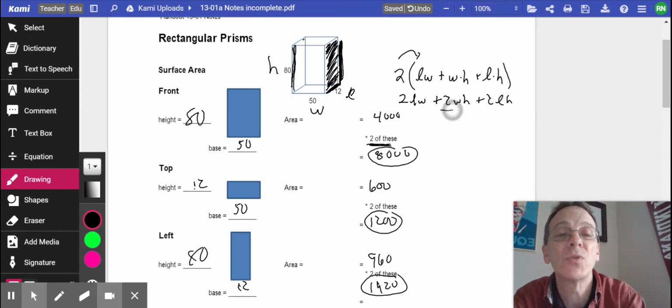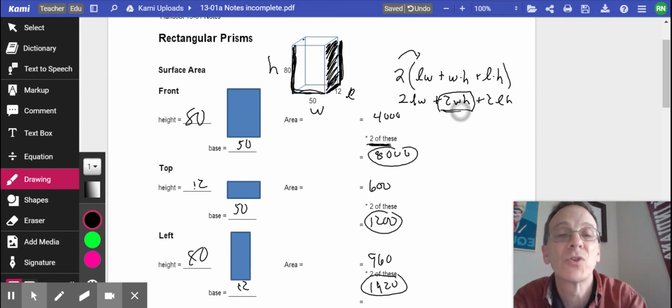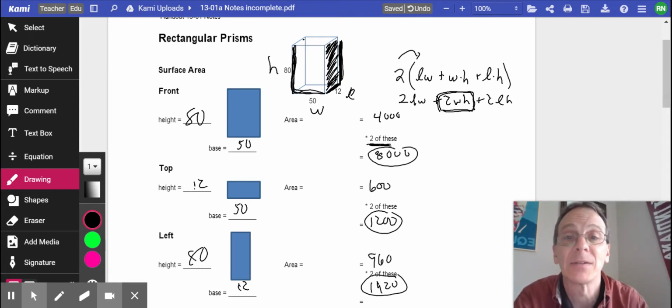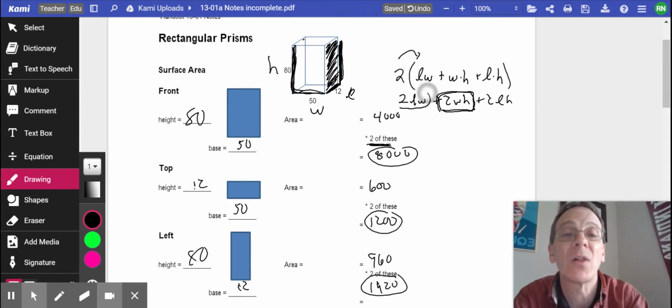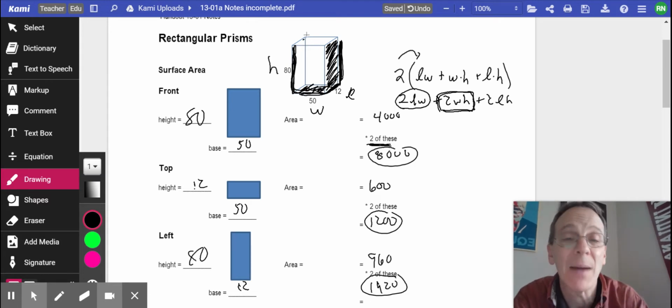All right, so this 2WH, here's the W and the H, that's the front face. But 2 times that front face because there's a front and a back. All right. How about 2 times the L times the W? Here's the L times the W gives us the bottom area, but there's the top that matches it.